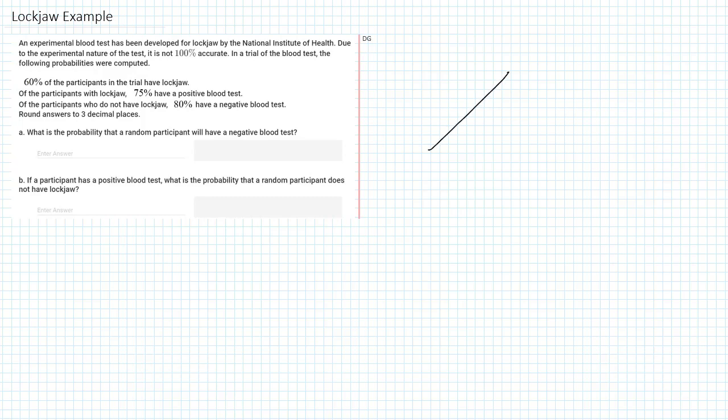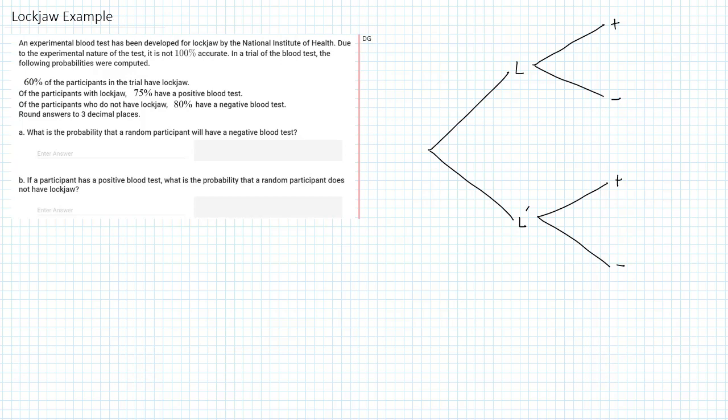We're going to look at people who have lockjaw, L, and people who do not have lockjaw, the complement of that. People could have lockjaw and get a positive blood test. People could have lockjaw and get a negative blood test. Remember, it's an experimental test. Of the ones who do not have lockjaw, they could have a positive test or they could have a negative test. So let's go ahead and label on the probabilities that were given to us.